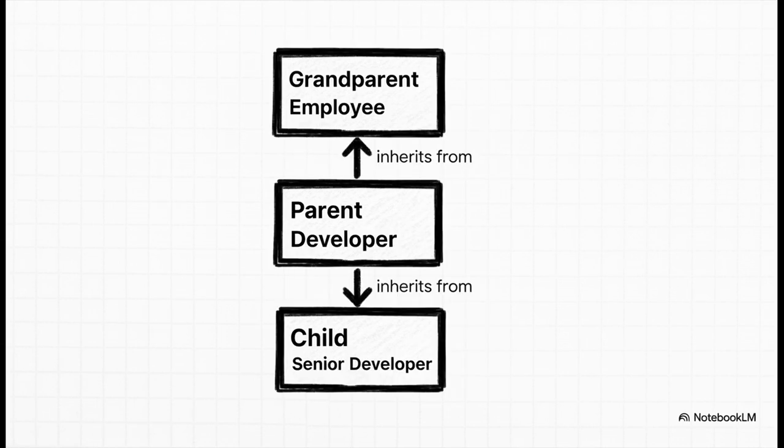Then things can get a little more interesting. You can chain these relationships together in what's called multi-level inheritance. So a child class inherits from a parent, which in turn inherits from a grandparent. You could imagine a senior developer inheriting from a developer, which inherits from an employee. Each step down the chain gets more specific, but keeps all the traits from the ones above it.